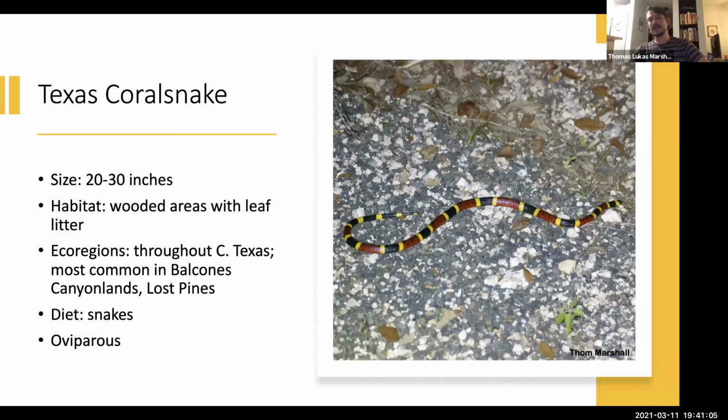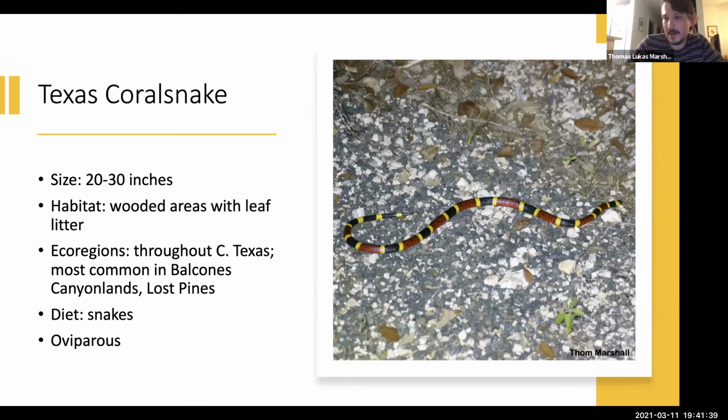So the first snake that I'm going to talk about is unique in that it's the only snake that belongs to the elapid family, which includes coral snakes and kraits from other parts of the world. So the Texas coral snake is found in wooded areas with leaf litter primarily. They're found throughout central Texas in the right habitat. They're most common in the Balcones Canyonlands just to the west of town, and in other wooded areas like the Lost Pines, for example, they're pretty common.